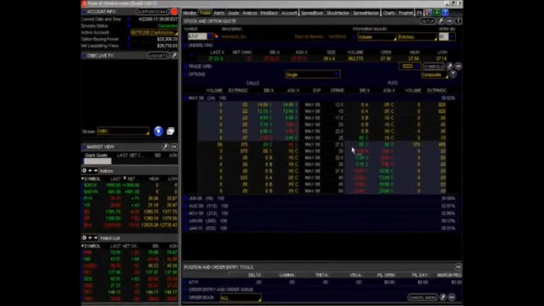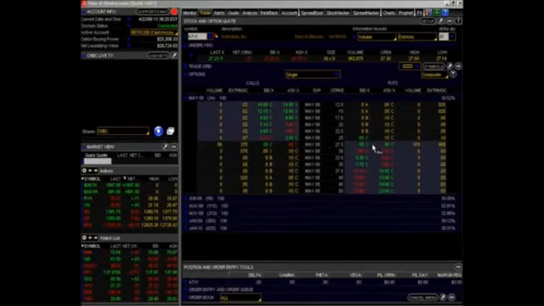If you were to purchase a put option, let's say you got it for 70 cents, not only would you have to be correct as to the direction of the stock, it would have to move down in order for you to make money, but your timing would also have to be correct because it would have to move down relatively soon in order for you to make money.